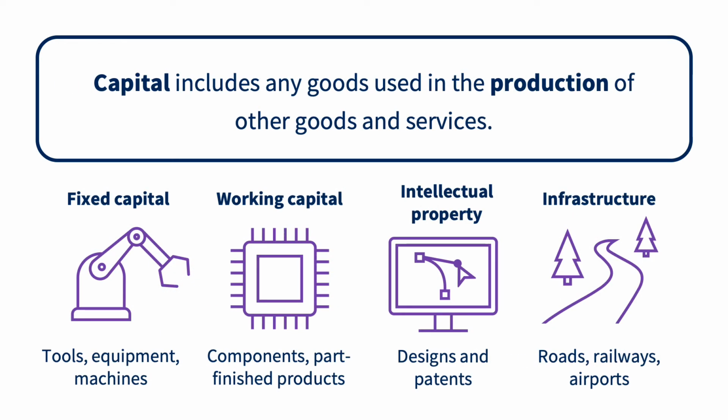Capital includes any goods used in the production of other goods and services. There are different types of capital, including fixed capital, which includes tools, equipment and machines, working capital, which includes components and part finished products, intellectual property, which includes designs and patents, and infrastructure, for example the road network.